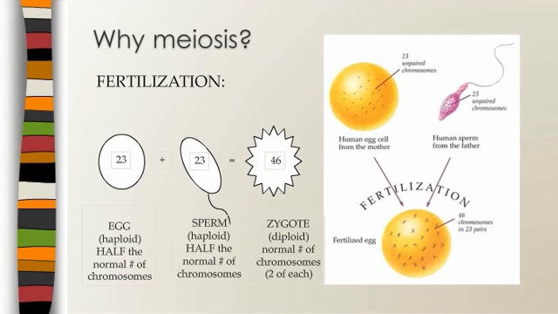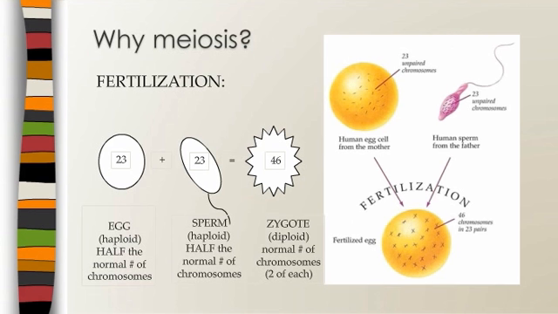It needs to have half of the normal number of chromosomes, as does the sperm cell, because when they come together, you get the whole correct normal number of chromosomes in the zygote. So you should write the number 23 in the egg cell, the number 23 in the sperm cell, and the number 46 in the zygote.